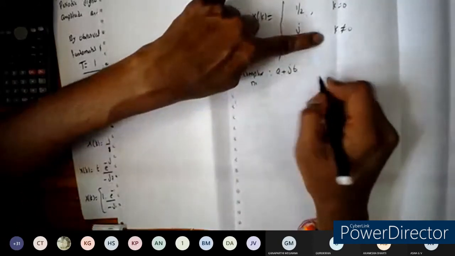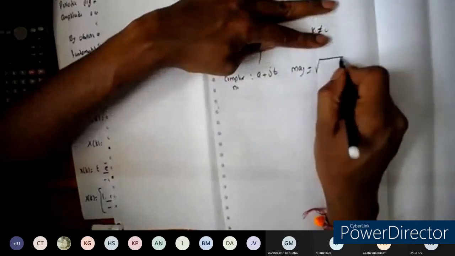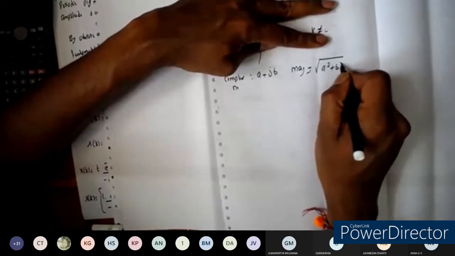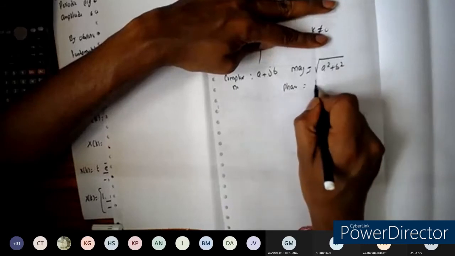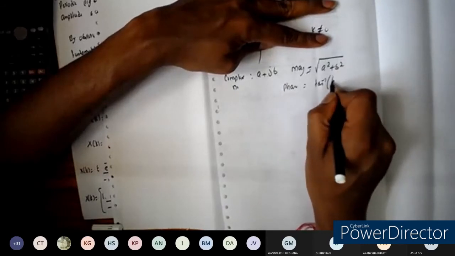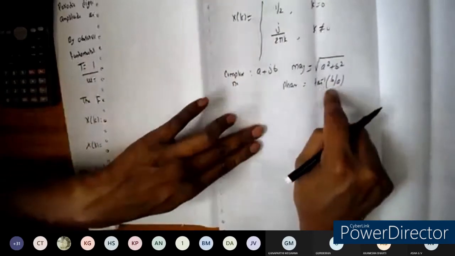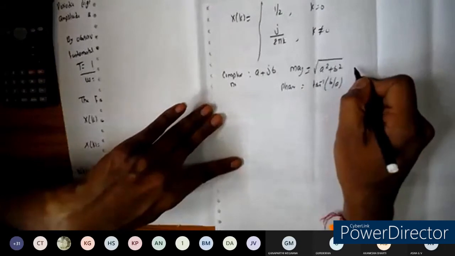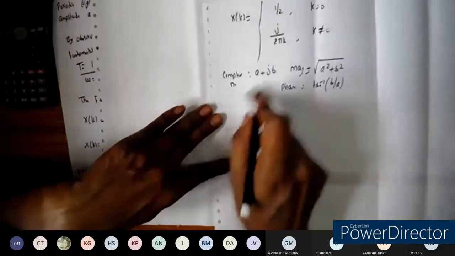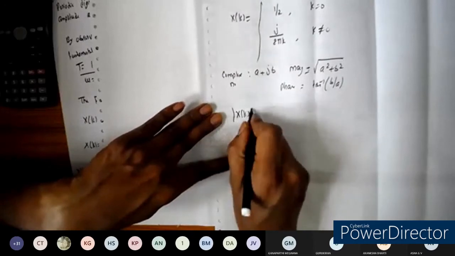The magnitude of this one, you already know, we have done in signals and network theory. It is the square root of a square plus b square, and the phase of this one is tan inverse of the imaginary part divided by the real part, tan inverse of b by a. This is the phase response and this is the magnitude response. The magnitude is usually denoted with the modulus symbol. Similarly, I can find the magnitude of x of k.